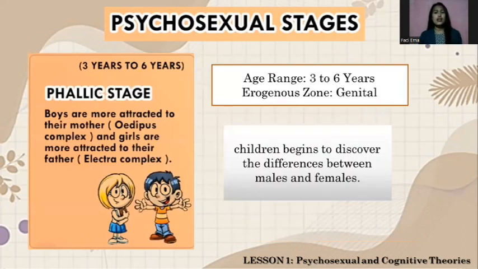So next, let's go with the phallic stage. The age range of this one is 3 to 6 years old. The erogenous zone is the genitals. Children begin to discover the differences between males and females. So they now know whether they are a boy or a girl, and they know the difference between the two.